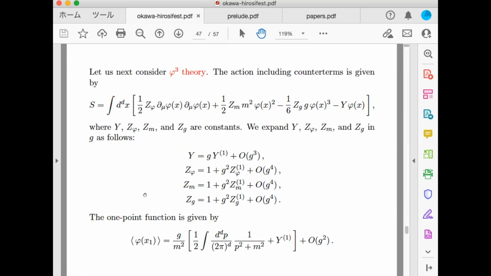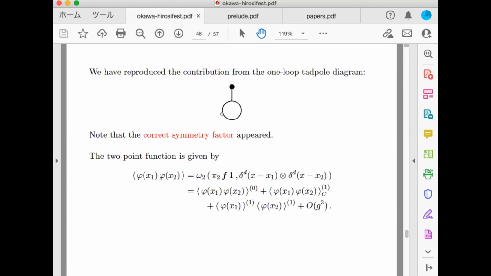So we are interested in quantum theory, especially phi-cube theory, and previously there was no work on the renormalization and so on, so I want to make sure the textbook formulation of quantum theory can be used. So for the phi-cube theory, this is the action including counterterms, and we expand the counterterms in g as usual. Then the correlation function is given by this. This reproduces the standard diagrams. In particular, the symmetry factor is correctly reproduced.